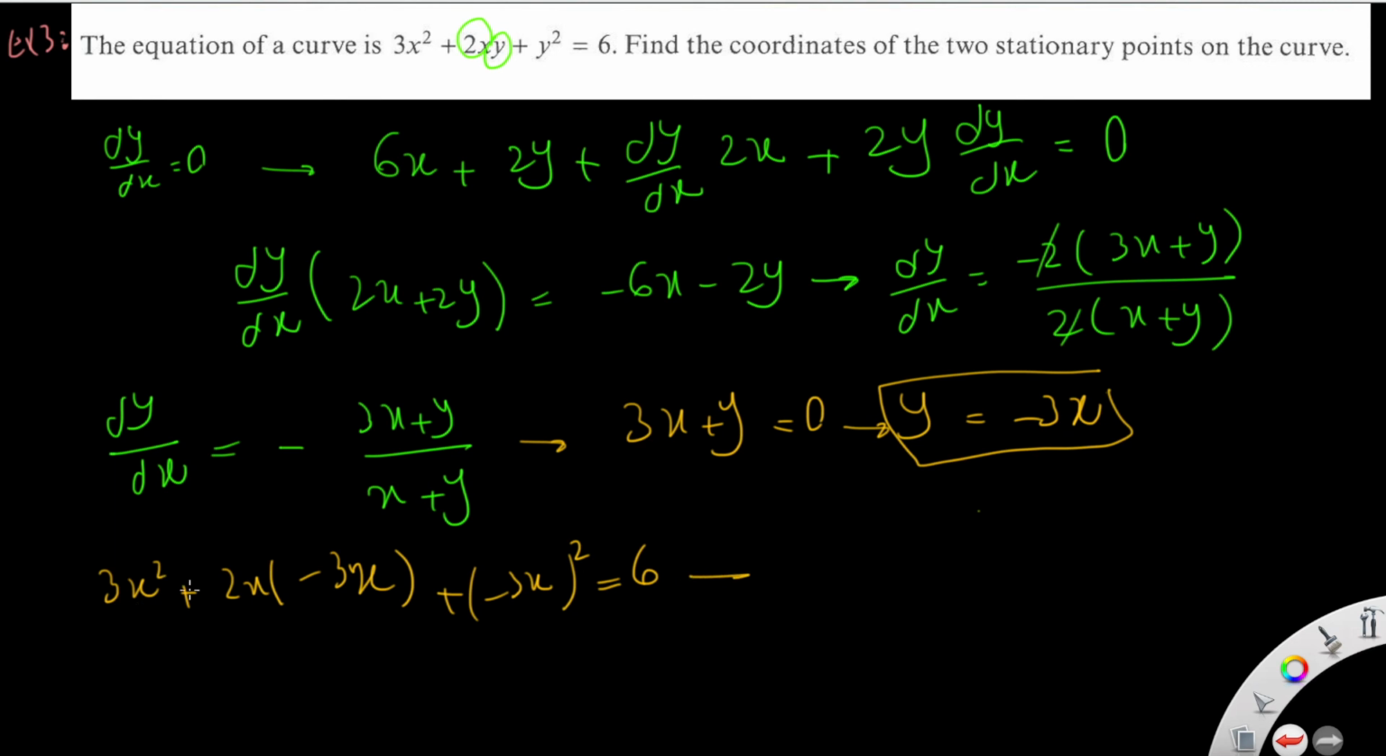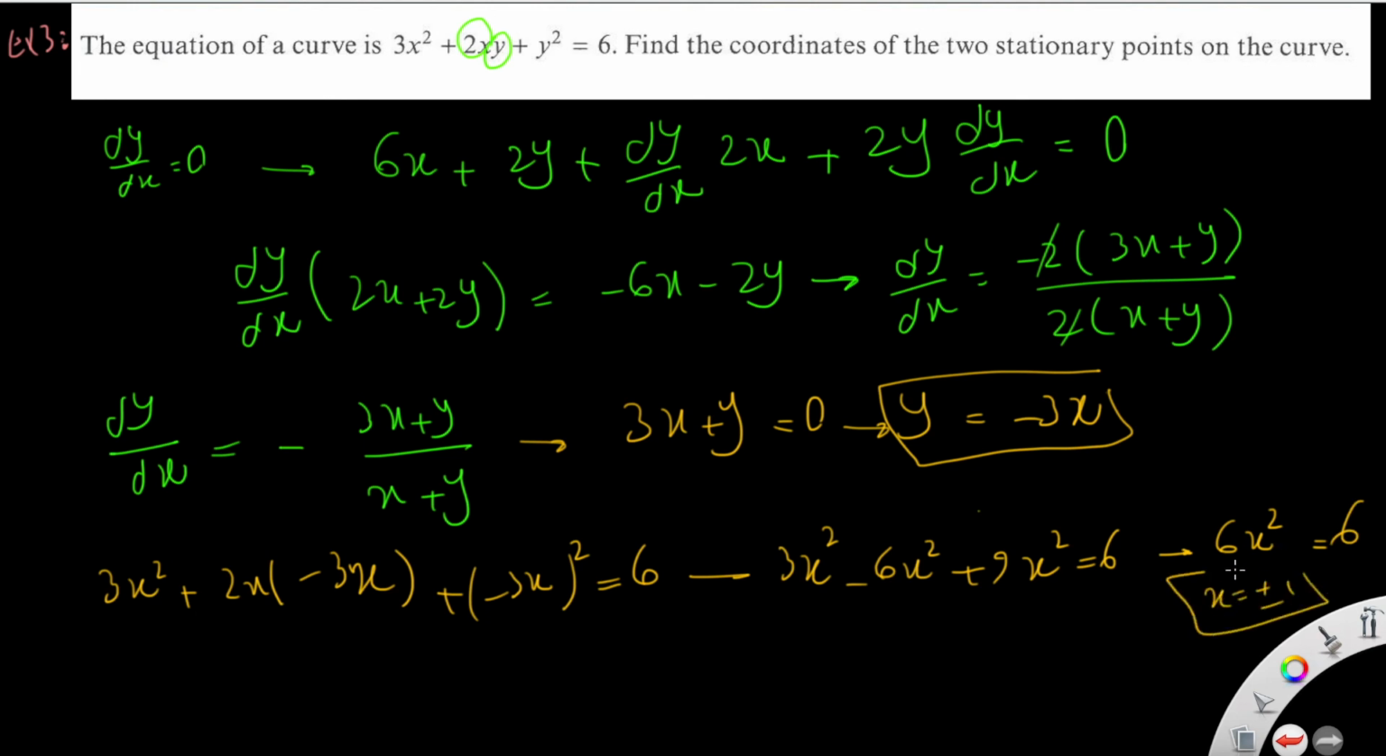So it will be 3x squared, 6x squared, 9. So 3x squared minus 6x squared plus 9x squared is equal to 6. So it will be 6x squared is equal to 6. Divide by 6, then square root, x will be positive, negative 1.